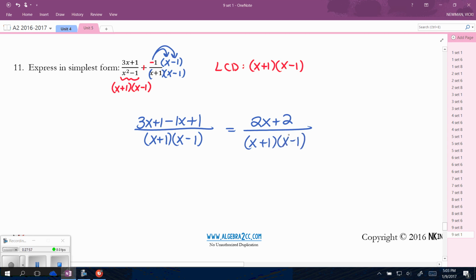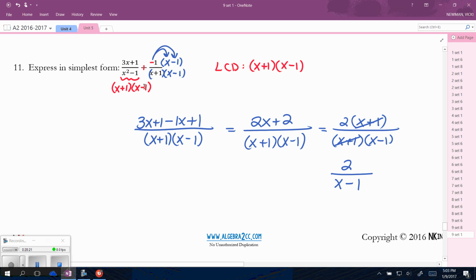Alert, alert, danger. I see something that's very obvious to me, and I hope it's obvious to you. You can take out a 2 on the top, and then you can cancel an x plus 1. So final answer, 2 over x minus 1. Now, again, you can check your answer.